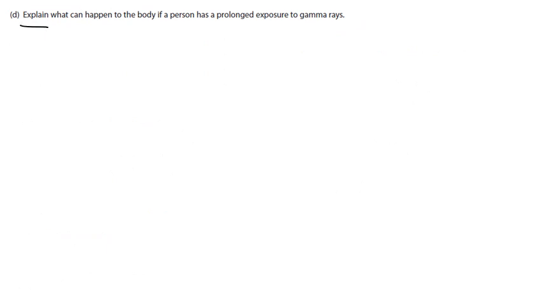Explain what can happen to the body if a person has a prolonged exposure to gamma rays. Okay, so again, it's an explain one, so we need to state what happens, and then it's sort of cause and effect. So cells are damaged.